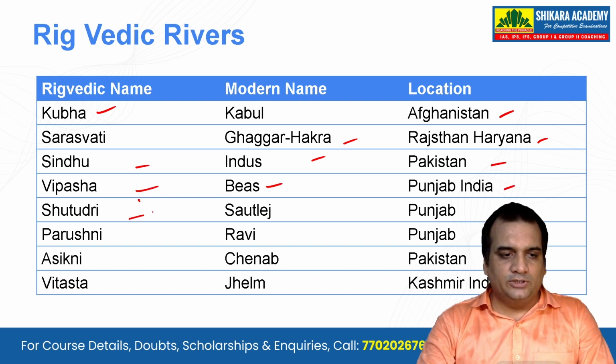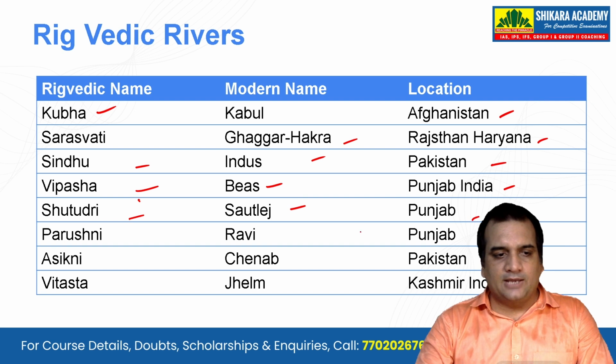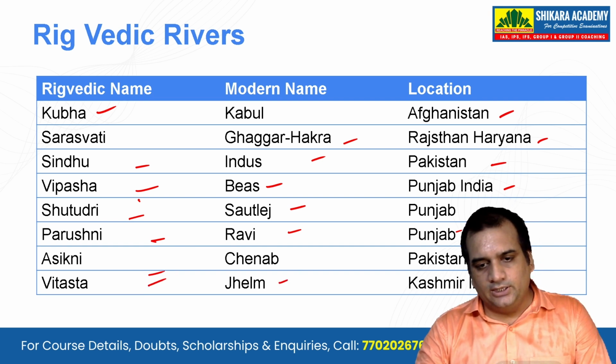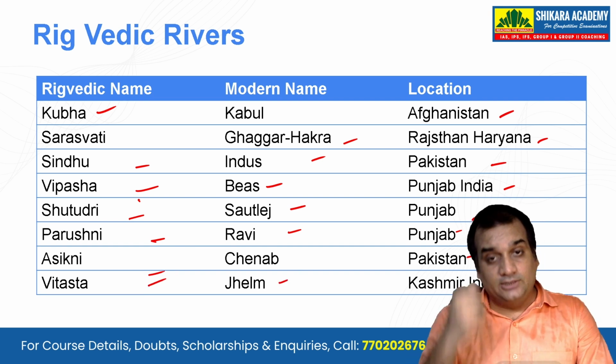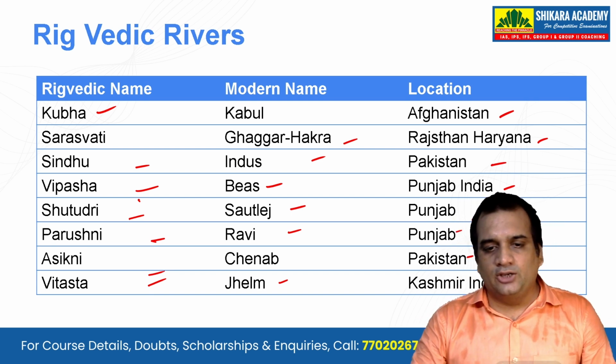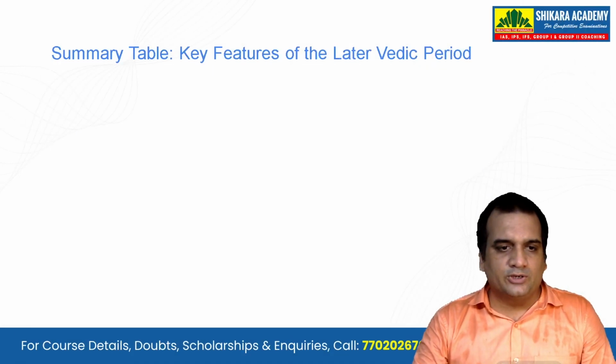Then Sutudri or the Satluj river in Punjab. Parusni or the Ravi river in Punjab. Asikni or the Chenab river in Pakistan. And Bitasta or the Jhelum river in Kashmir, India. So guys, one thing very important, this can be asked for match the following or what were the ancient names, so you should remember this.